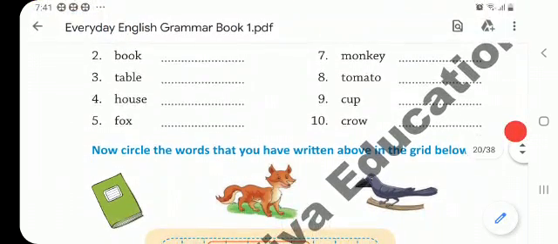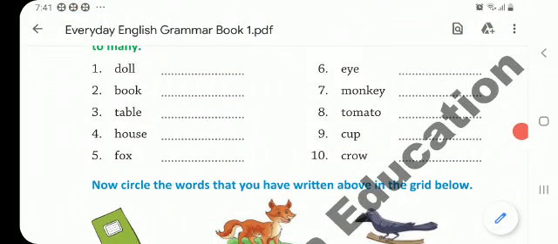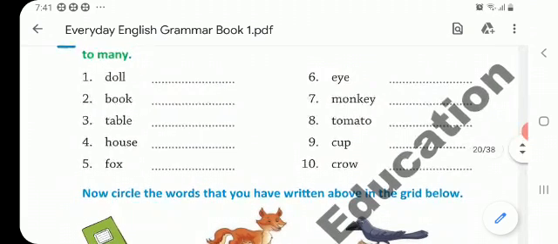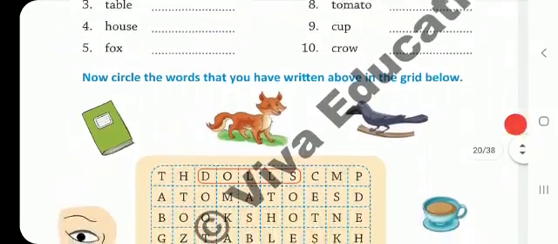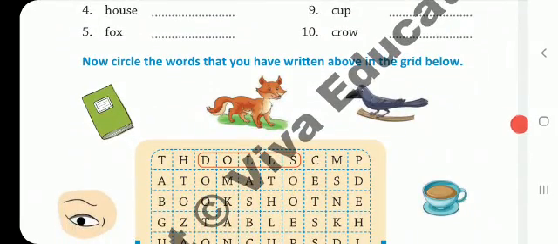Fox will become foxes, F-O-X-E-S. Eye will become eyes, E-Y-E-S. Monkey will become monkeys, M-O-N-K-E-Y-S. Tomato will become tomatoes. Some places they accept tomatos also. Cup will become cups. Crow, crows. Now circle the words that you have written above in the grid below.